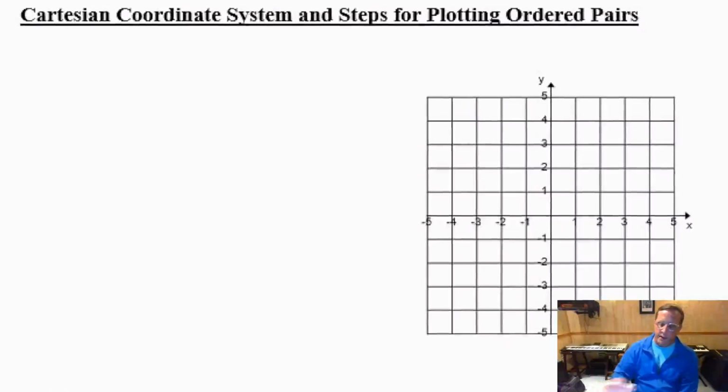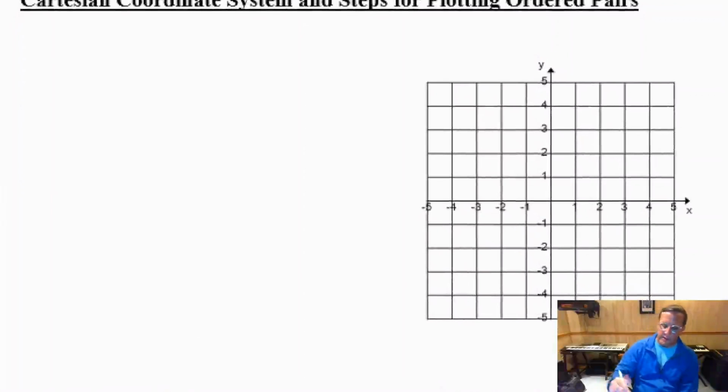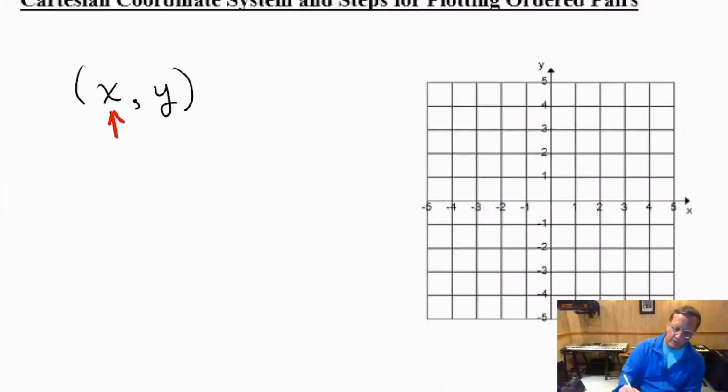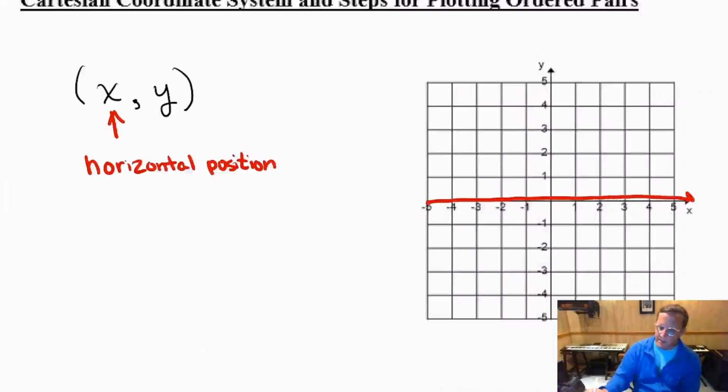Now the Cartesian coordinate system steps for plotting ordered pairs is, when you're doing this, it's always x. If you didn't already know this, it's always x and then y, right? Now your x is your horizontal position. That's your axis right there, your x-axis, horizontal. So there's 0, that's your origin.